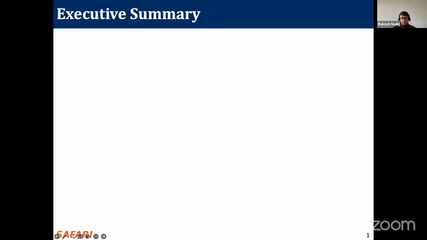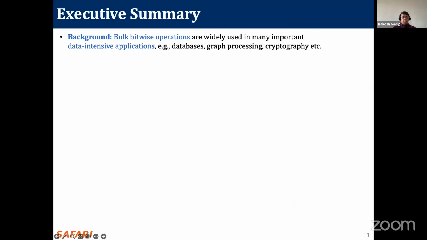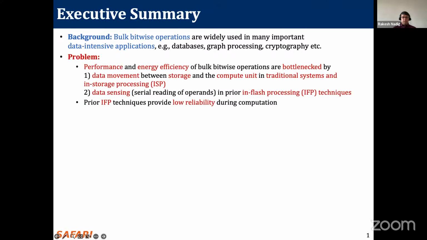So let's quickly jump to the executive summary. The background of this work is that bulk bitwise operations are widely used in many modern data-intensive applications. These applications can be databases, graph processing, or cryptography. What I mean by bulk bitwise operations is the bitwise operations that we perform between two operands, let's say bitwise AND, bitwise OR, bitwise XOR, and so on.